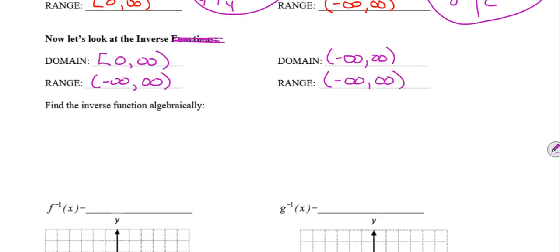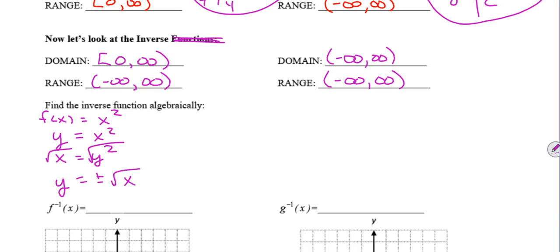We could talk about finding inverses algebraically, right? So we started off with f of x equals x squared, and now we're going to talk a little bit about the inverse of that. So first thing we do is switch f of x to y, and then we're going to switch x and y's positions. Well, in that case, we get x equals y squared. We would take care of that by taking the square root of both sides, and we would get y equals plus or minus the square root of x. All right, and that would be the inverse. We'll switch it back to inverse notation.